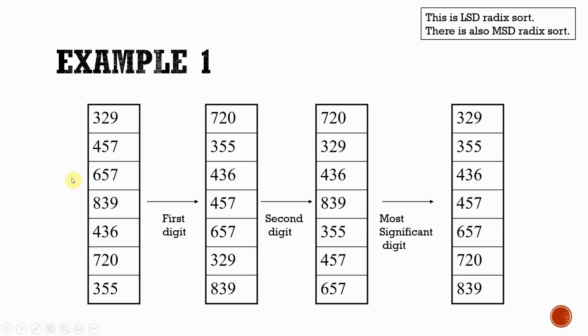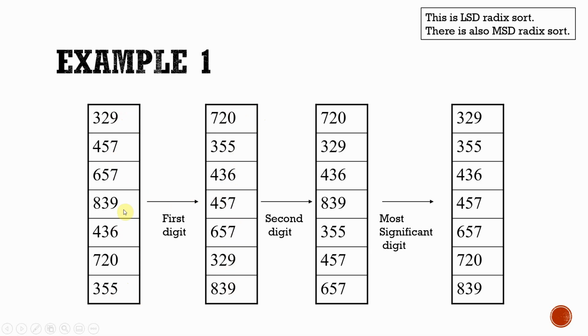Let's look at one example. Here we have this array. First let's only look at the least significant digit. We're going to sort these numbers based on their least significant digit. How are we going to sort them? These are integers in a certain range, so we can use either counting sort or bucket sort. After sorting by the first digit, this is where we end up: 0, 5, 6, 7, 7, 9, 9.